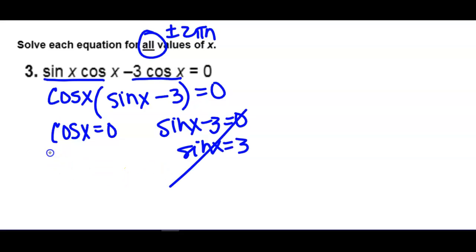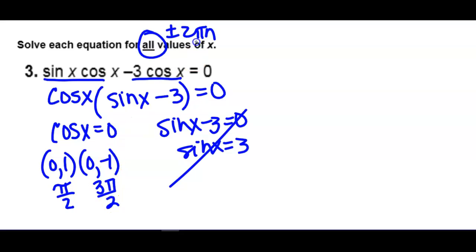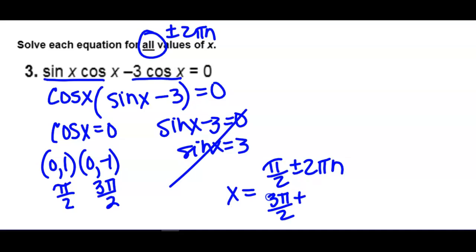The cosine is 0 when you have 0, 1, or you have 0, negative 1. Looking at your unit circle, that would happen at pi over 2, and it would happen at 3 pi over 2. Now it does say plus all, so we have to write x equals pi over 2 and every multiple of 2 pi added on, and 3 pi over 2 and every multiple of 2 pi from there on.